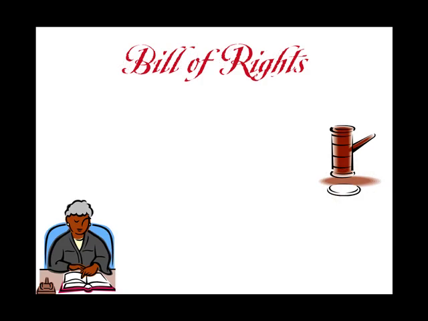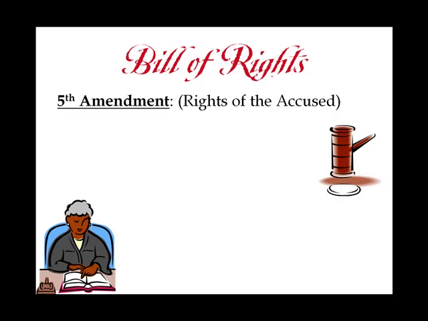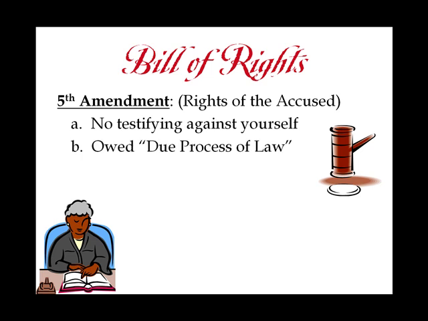The Fifth Amendment concerns the rights of the accused. It ensures that individuals do not have to testify against themselves in a court of law. This is called protection against self-incrimination. It establishes that every citizen is owed the due process of law. This means that fair procedures must be followed by law enforcement and court officials at every step toward potential imprisonment.